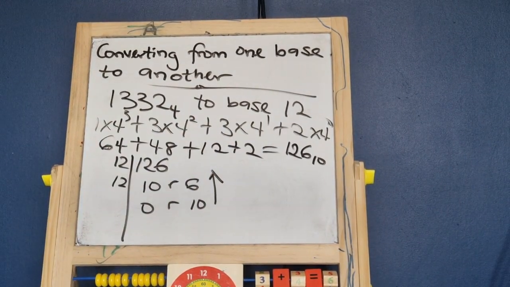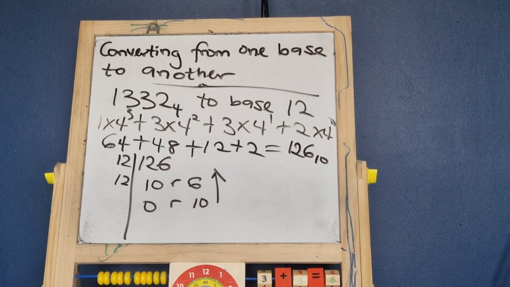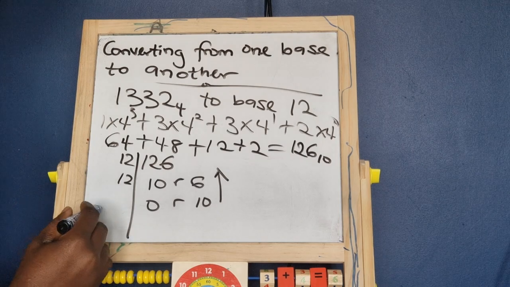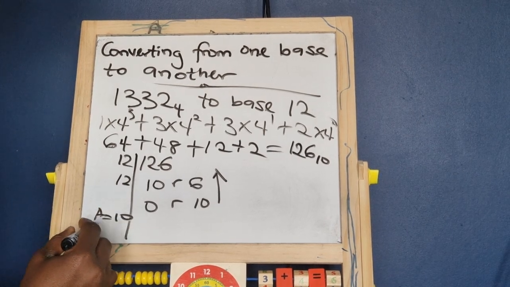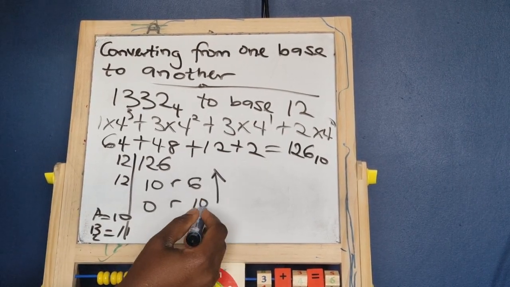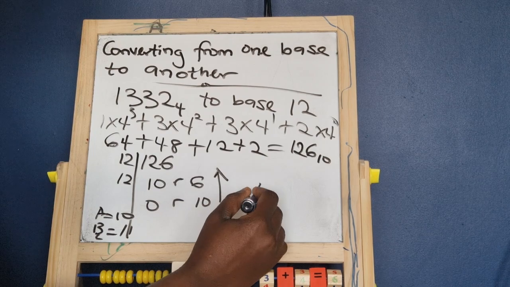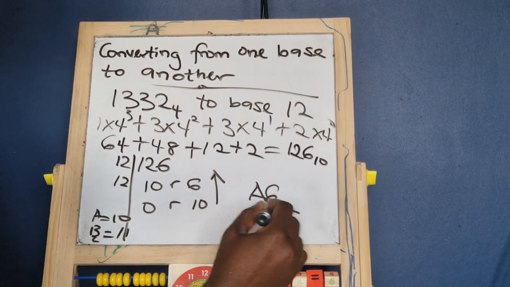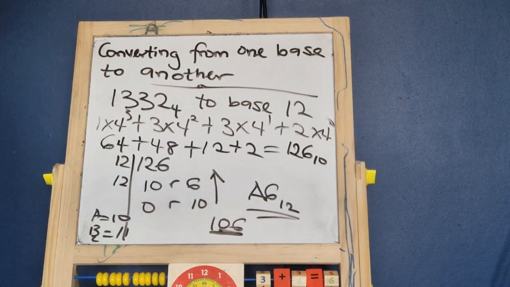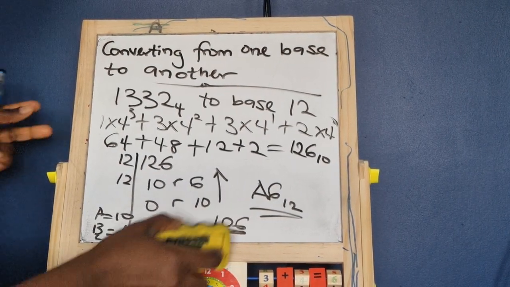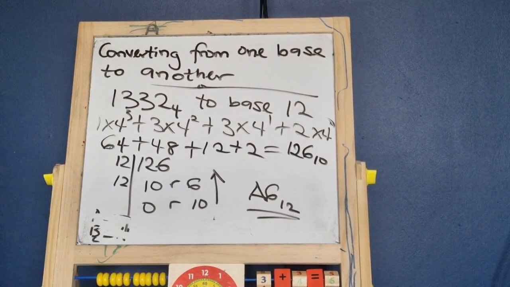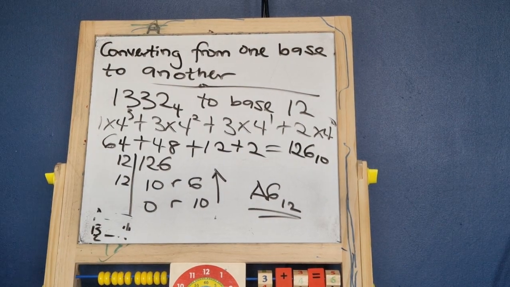For bases that are higher than 10, we use alphabets. We use A for 10, B for 11, C for 12, and so on. So this would give A6 base 12, because if you write 10 6, this would look like 106. So we don't write it like that. For bases higher than 10, A is 10, B is 11, C is 12, up to F.